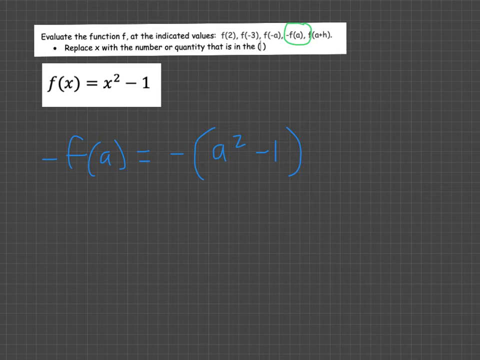And now we distribute that negative. So the negative applies to the a squared and it applies to the negative 1. So we end up with negative a squared, negative times negative 1, so that's a plus 1.